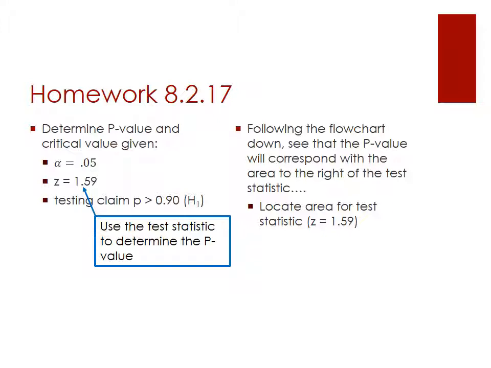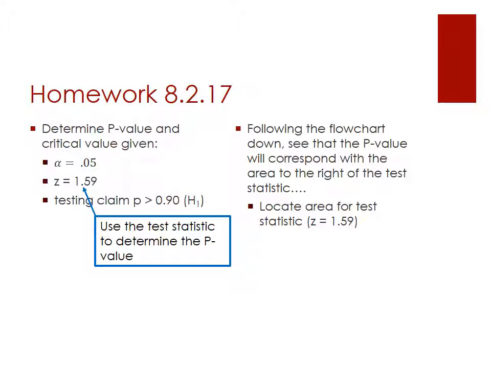And then we're going to come back and you're going to use your alpha to find your critical value. So the testing claim tells us what type of tail test we have, a two-tail, a left tail, or a right tail. The z-value, the test statistic that we get, is going to be used to locate the p-value, and the alpha is going to be used to locate the critical value.